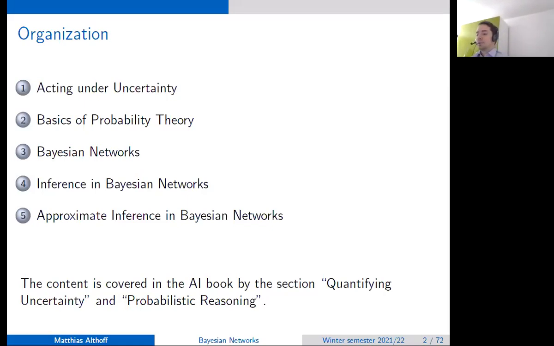And then similarly to inference and logics, we will have a section on inference and Bayesian networks where we compute certain probabilities. And in the end, we will look at some approximate inference methods, because in contrast to logics, as we have studied before, with probabilities, you can easily approximate them. Of course, with logics, you can just say it's true or false, so there is no approximation, but with probabilities, of course, you can approximate the values. And the content of this lecture is also covered in the AI book by the section Quantifying Uncertainty and Probabilistic Reasoning.